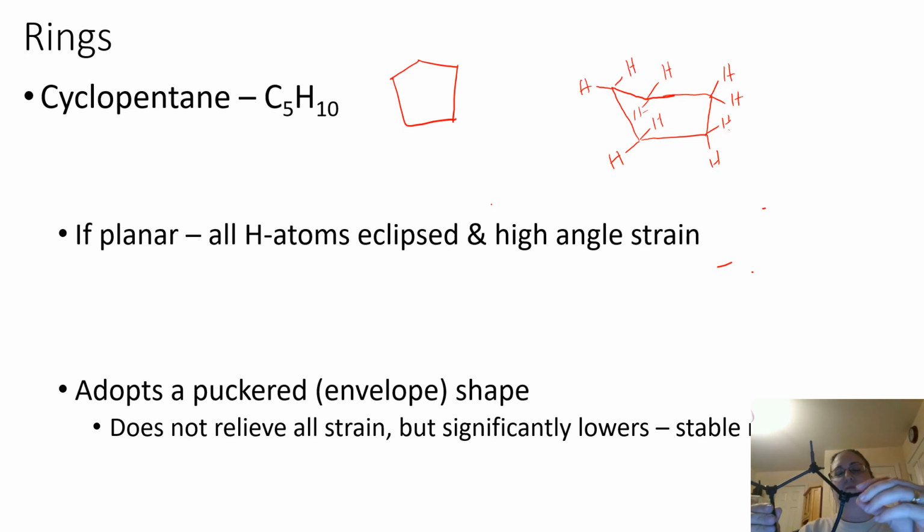That 109.5 degree angle is pretty stable in this envelope form for our cyclopentane, which is why we significantly lower any of the strain that we have in this ring. So it becomes a much more stable ring for us. It's not the most stable ring that we can have, but it is going to be a stable ring, a much lower energy ring.